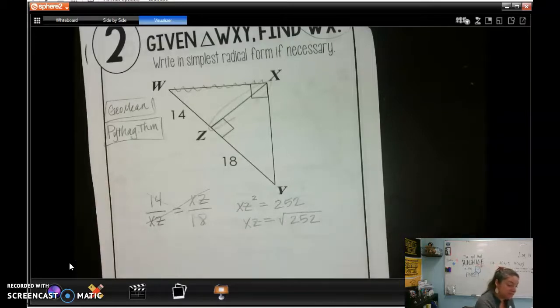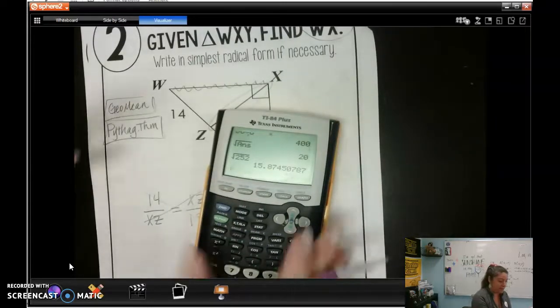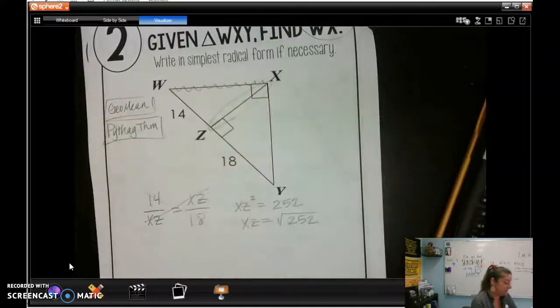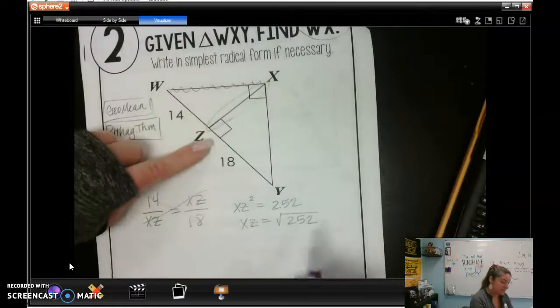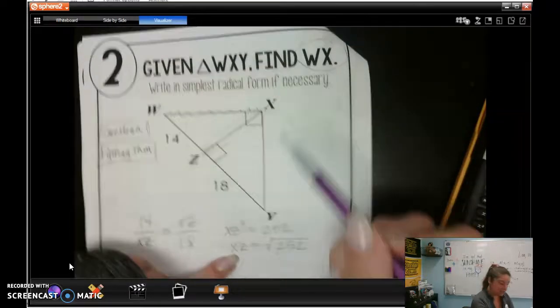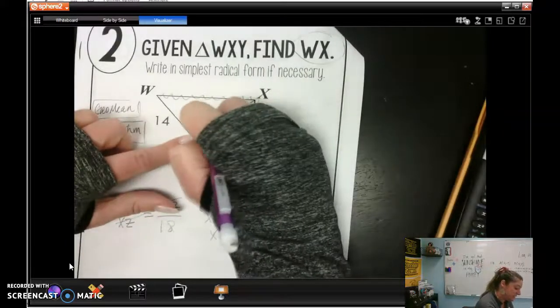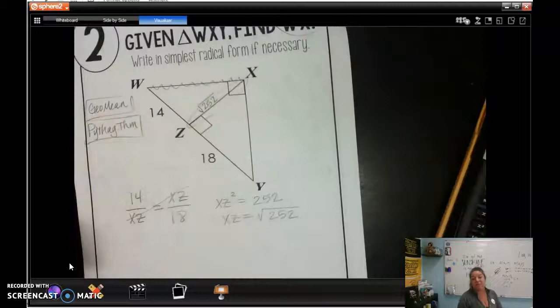Now, in my calculator, when I type in the square root of 252, I get a decimal, which means I'm going to have to do that simplifying thing that we did earlier with the square root of 80. The problem is that XZ is not what I'm looking for. I'm looking for WX. So I'm going to save myself a little bit of work, and I'm not going to figure out what the square root of 252 is. I don't need it, and I don't care. And I promise there's a method to the madness.